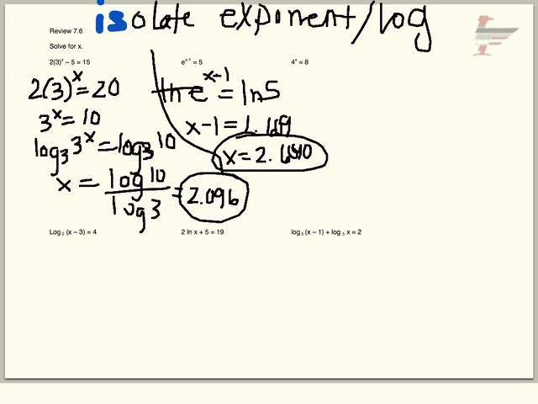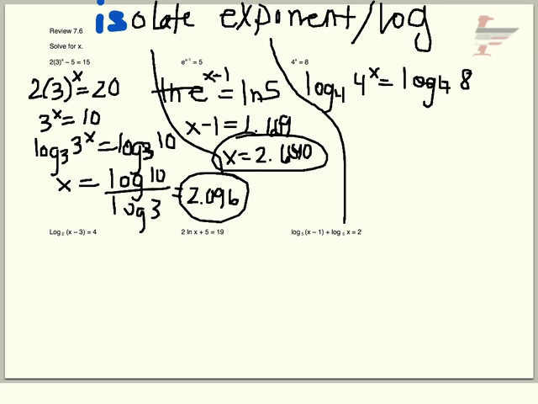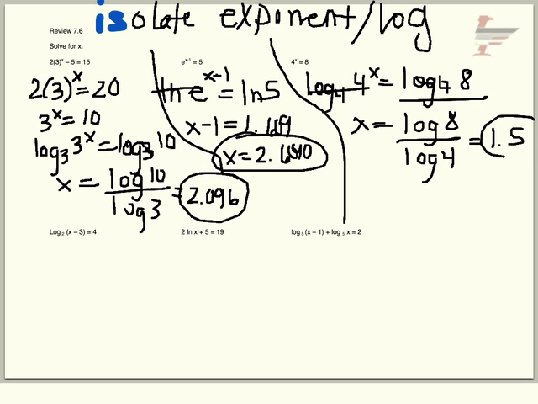Then the next one says 4 to the x equals 8. So again, the exponent is isolated, so I'm going to log base 4 both sides since that base is 4. So log base 4. And that will cancel out to x, and then I can type this on my calculator, or I can do the change of base of log of 8 over log of 4, and that will equal 1.5.